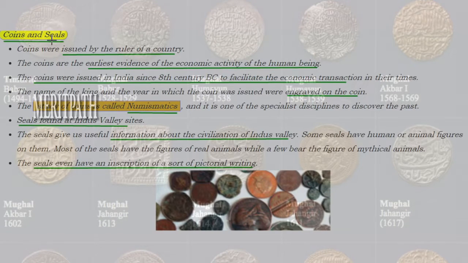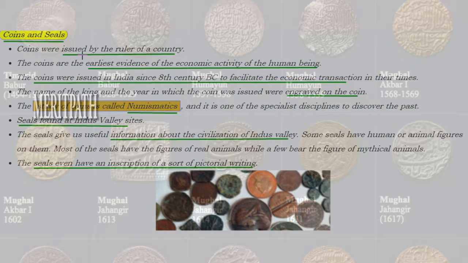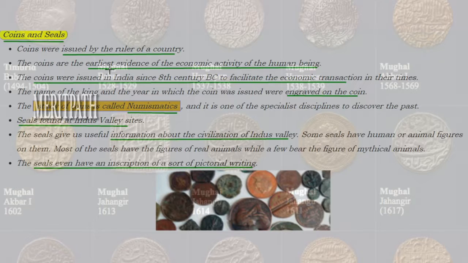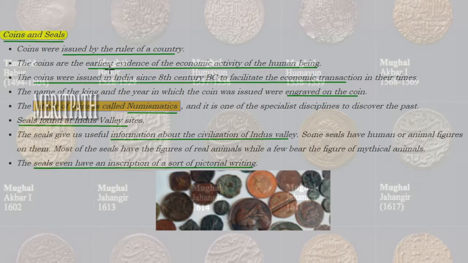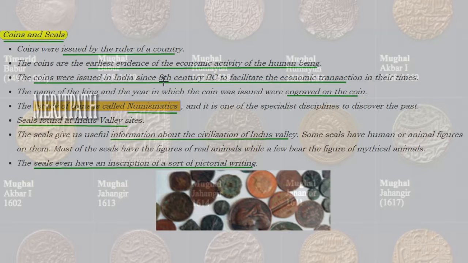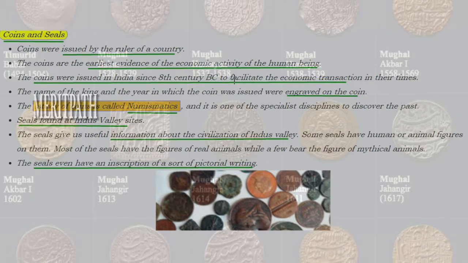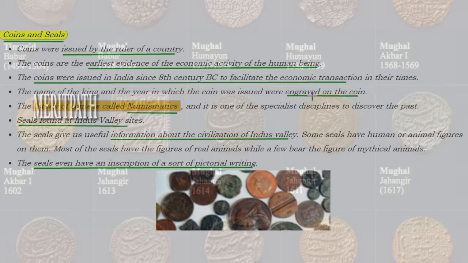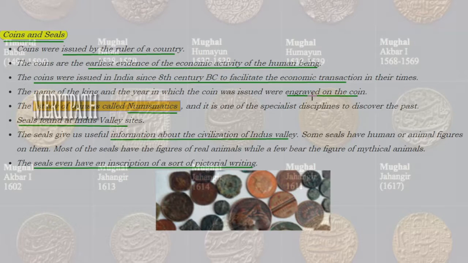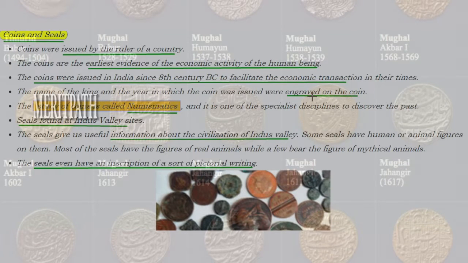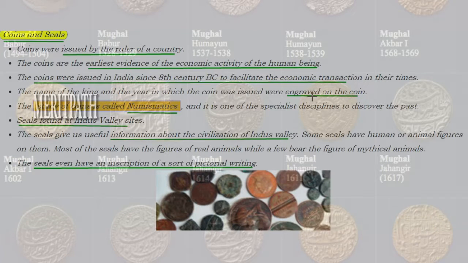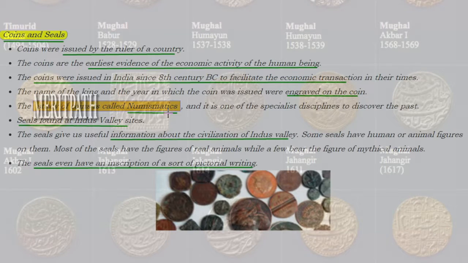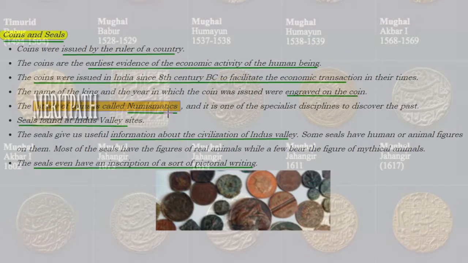Next come coins and seals. These coins were issued by the ruler of the country, that is the king. These coins provide us evidence of the economic activity of ancient human beings. Coins were issued from the 8th century BC, and these coins facilitated the economic transactions of that time. Things were engraved on the coin. What things? The name of the king and the year in which the coin was issued. The study of coins is known as numismatics, and this study helps us to discover the past.